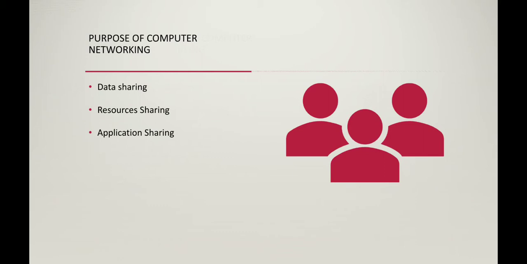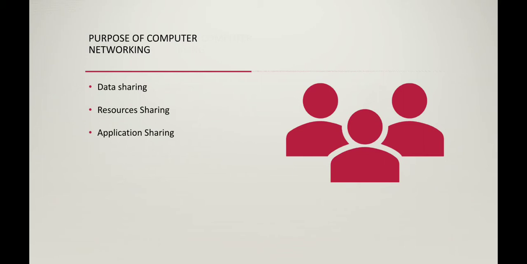The second purpose is resource sharing. Networking allows us to share devices among the computers. By sharing the devices, we can reduce the number of required components in the network. Let's understand this with a simple example. 4 computers are used in a small office. Computers are not connected with others. Each computer generates some print jobs daily.